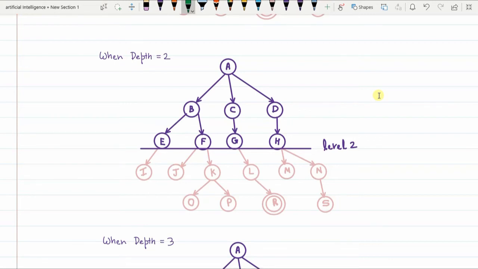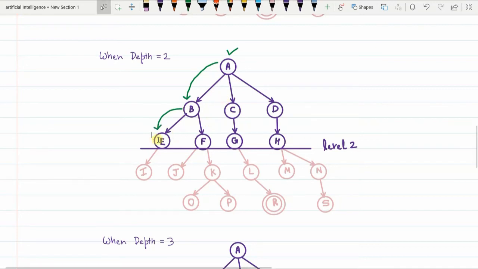So starting with node A, we check whether A is a goal node. A is not a goal node, so A can be expanded further. You can choose B, C or D. Let's say I choose B. So from A we go to node B. Then we check whether B is a goal node. B is not a goal node, so B can be expanded further. B has two child nodes, E and F. Any one can be randomly chosen. So let's say from B we go to E.